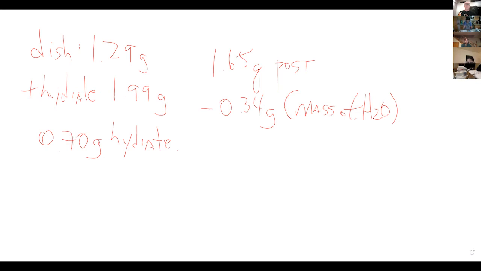And the amount that we have left is 0.36 grams. That is our mass of magnesium sulfate. So now that we know what the mass of our water is, and we know what the mass of our magnesium sulfate is, you should be able to figure out the molar ratios.